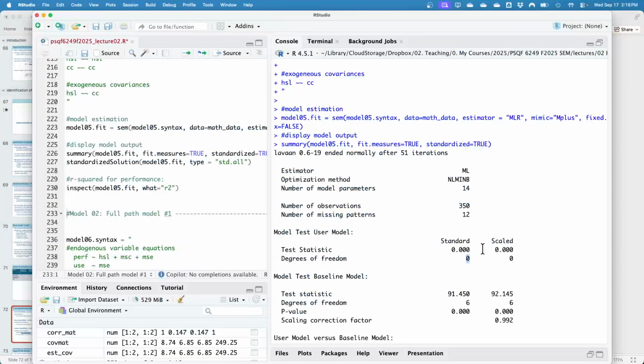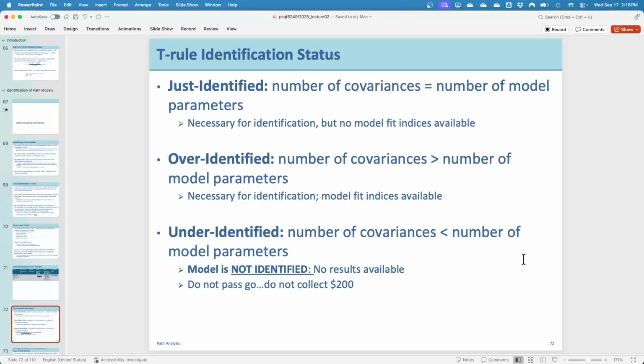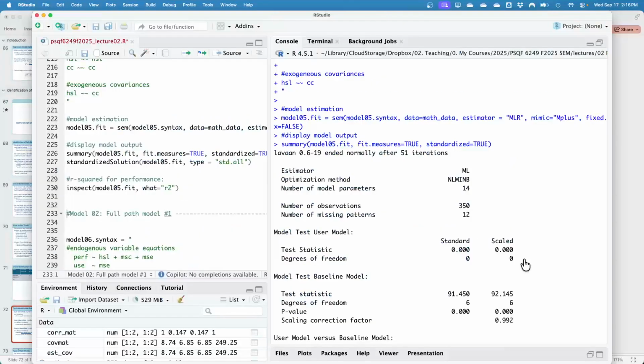Lavaan will not even run. In fact, you will not get negative degrees of freedom. Under identified is when you have too many model parameters and too few covariances in your saturated model. So this is not good. Can you remind me what we look at for the under identified case? It won't even run. If it runs, there'll be a lot of error and warning messages. I don't think it would even put an NA here because I'm guessing they have a catch. The degrees of freedom should never be negative.